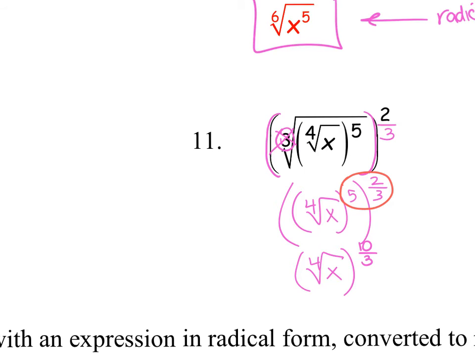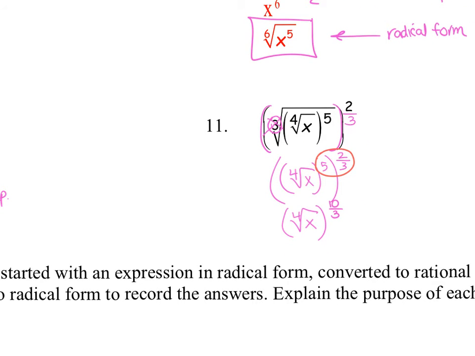Now, we still need to get rid of that square root of 4. So we can write that as x to the 1/4, and then that's going to be to the 10/3 power. Again, we have power to a power. If we multiply that, we get 10 divided by 12, or 5 divided by 6. And if we wanted it in rational exponent form, that would be our answer. Let's go ahead and put it in radical form, since that's where it started.